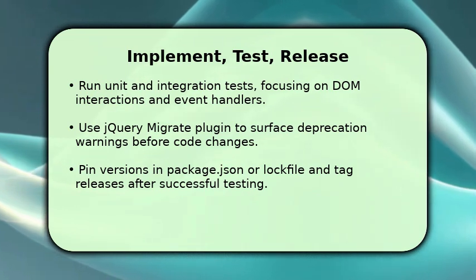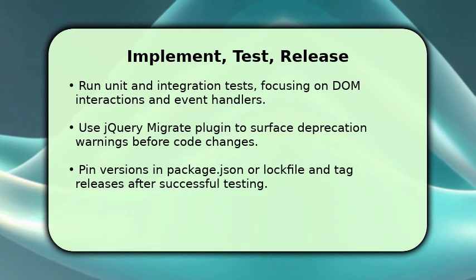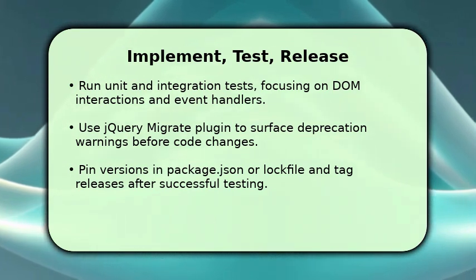Finally, pin the working jQuery version in package.json or the lock file, tag the release, and deploy following your CI pipeline.